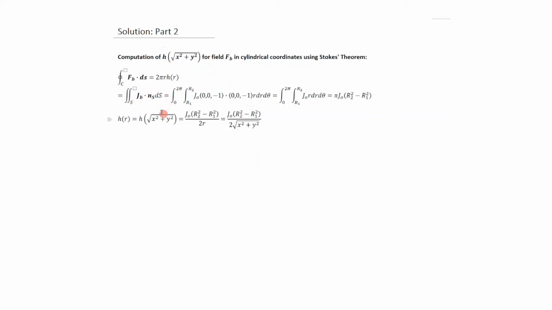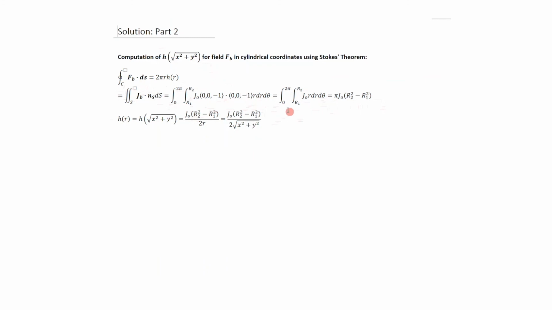But in this case, the only contribution to the current flux is from R1 to R2. And the current is in the negative z direction. That's why you see -1 here. And we've chosen the area vector to be in the same direction as well. So this is -1 to be consistent with the right-hand rule. And so when you integrate, you end up with pi j naught (r2 squared minus r1 squared). All right, so this is what we get.